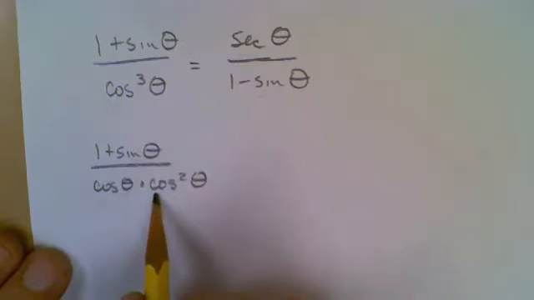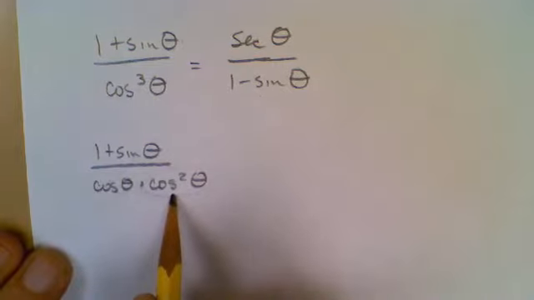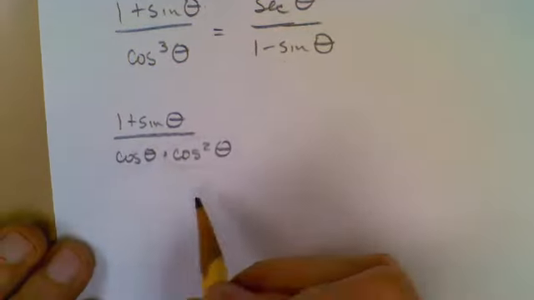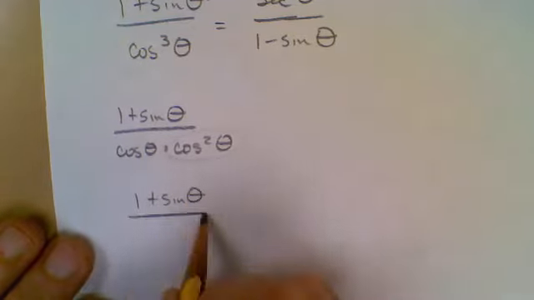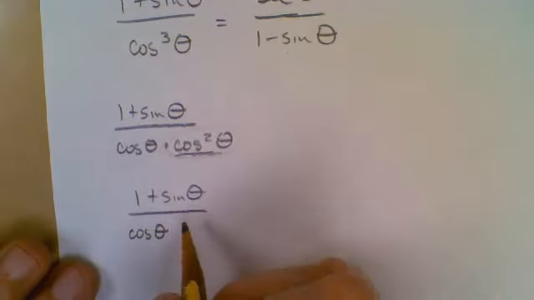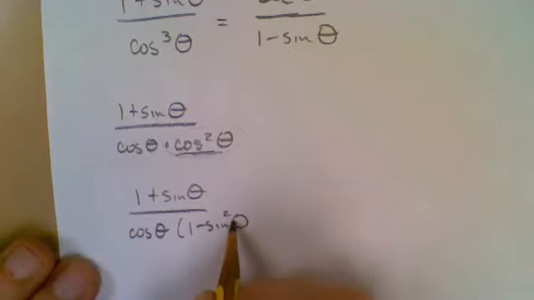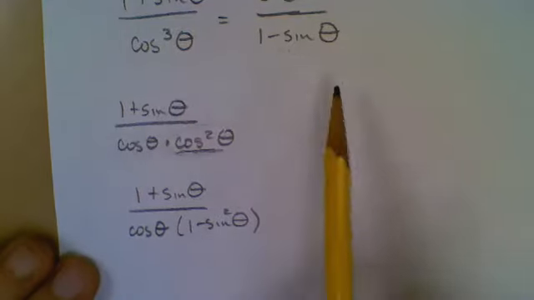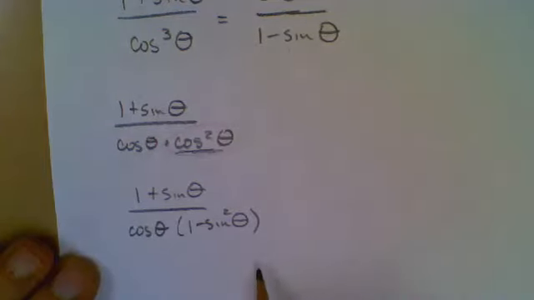So then I look at this cosine squared, and I think, what could I replace cosine squared with? Well, cosine squared is 1 minus sine squared. So I'm going to rewrite everything else. I'm just going to replace this cosine squared with 1 minus sine squared. Now, I want a 1 minus sine, but I've got a 1 minus sine squared. So, can we factor this?